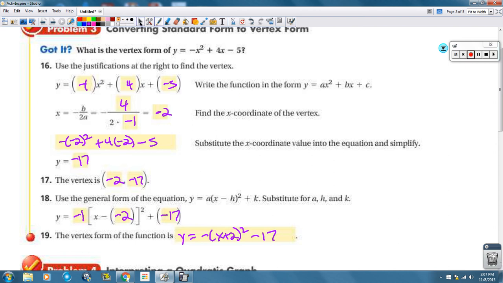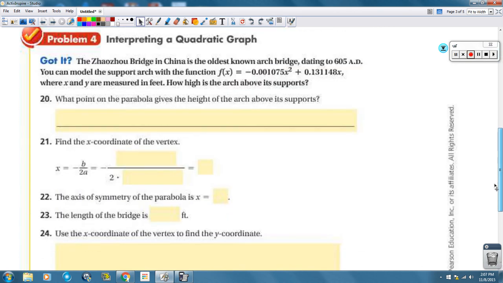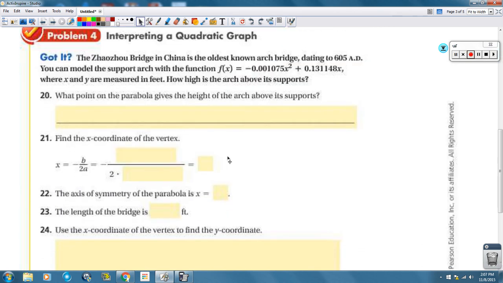All right. And let's go down a little further. Okay, and again, you can pause this as much as you need to. So, okay, here we have an equation, basically a word problem. So the Zhao Zhao, I'm hoping I'm pronouncing that right, bridge in China is the oldest known arch bridge dating to 605 AD. You can model the support arch with the function f of x, and then there's your equation, where x and y are measured in feet. So how high is the arch above its supports?